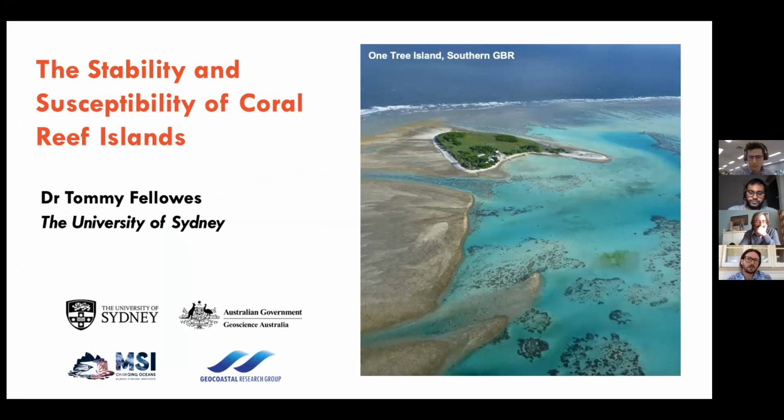Today I'm going to talk a little bit about coral reef geomorphology, looking at the islands that are on these kinds of features. And I'm going to present some initial results on a stability and susceptibility index that we're trying to work out, to figure out the inherent stability, instability, and maybe climate pressures that are going to be put onto the islands in various locations around Australia.